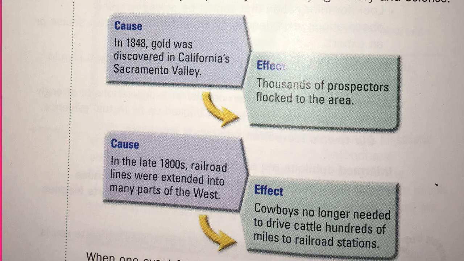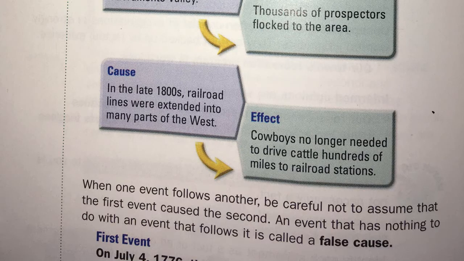One thing to watch out for is a false cause, a fallacy. A false cause is when one event follows another; we must be careful not to assume that the first event caused the second. An event that has nothing to do with an event that follows is called a false cause. So just because an event came first, that doesn't mean that the event that followed is the effect of the first event. There literally has to be a relationship between the two. If the two events do not relate, then it is not a cause and effect relationship.